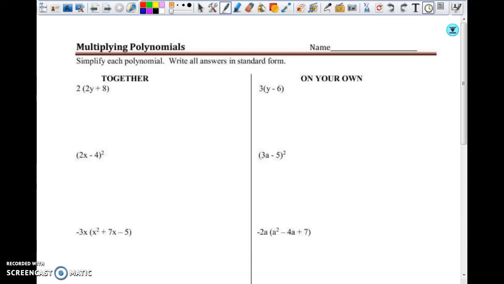Alright guys, since I'm out for your class periods, I'm just going to show you, we're starting something new, which kind of sucks that I'm not here. So I'm going to show you a couple examples. I'll do the ones that say together, and you'll just do the ones that say on your own. What we're starting today is multiplying polynomials.